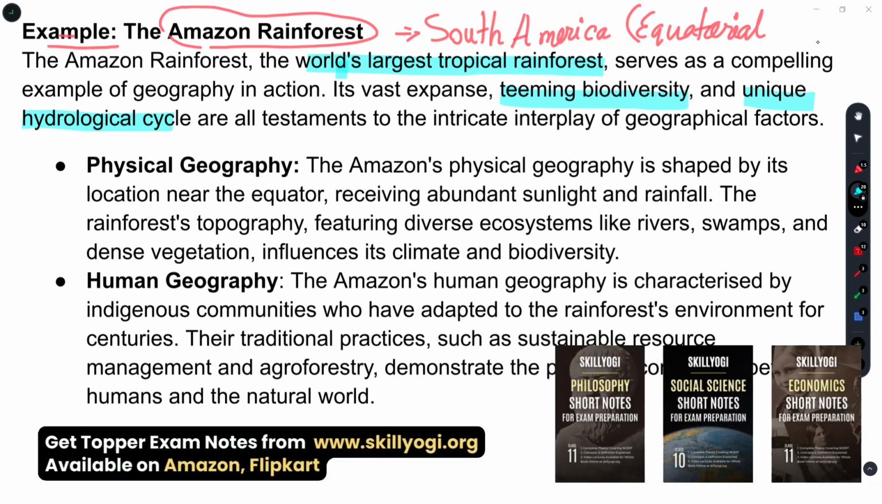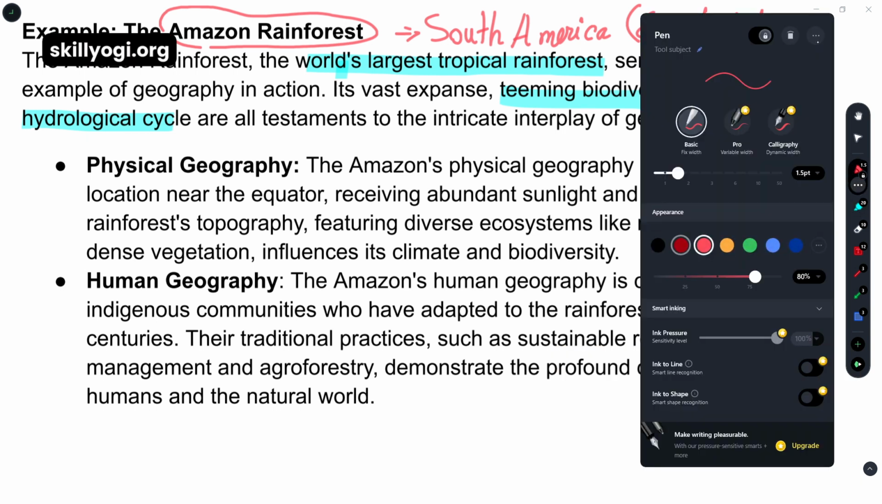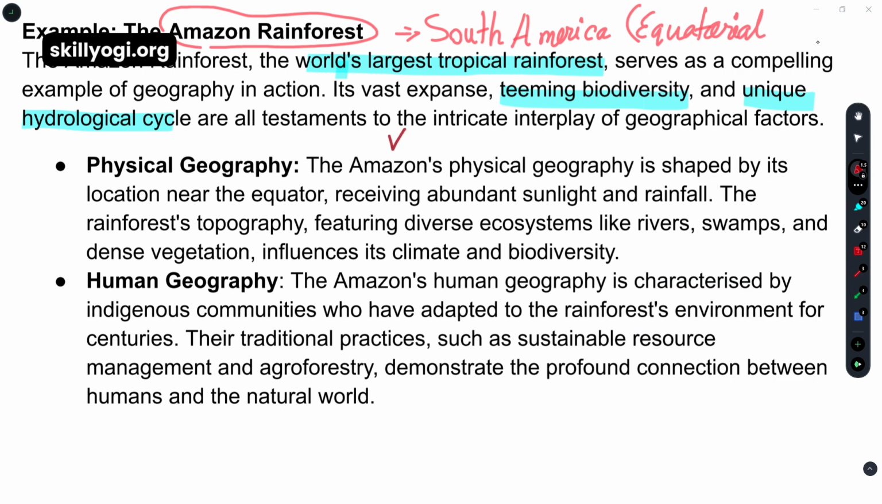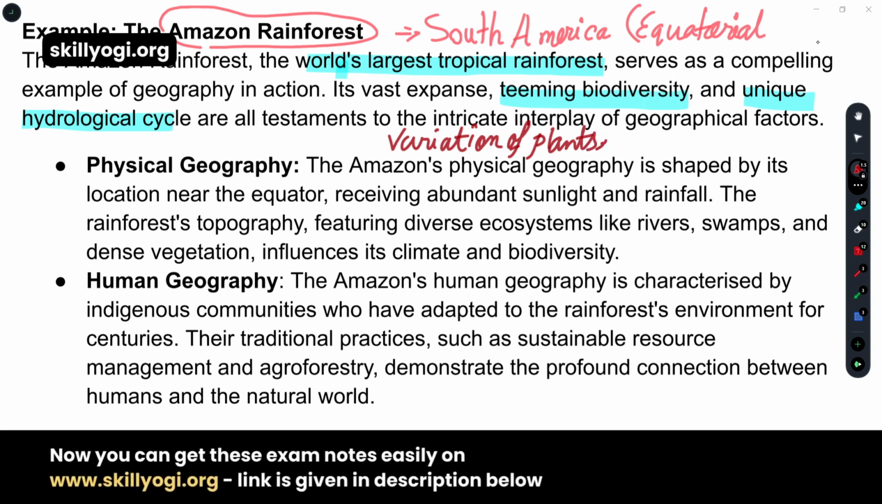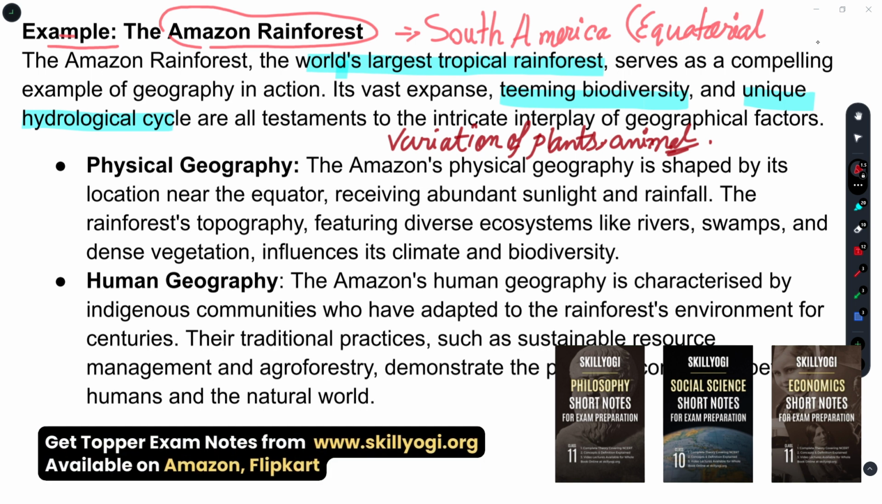What does it mean? Its vast expanse, teeming biodiversity, that means the variation in our diversity. Variation of what? Variation of plants, variation of animals. These different species we can see in the Amazon rainforest because it's an equatorial and tropical rainforest area where there is no human participation, and a unique hydrological cycle.